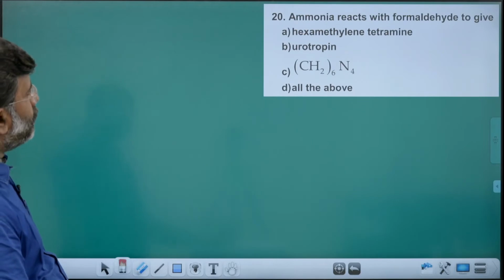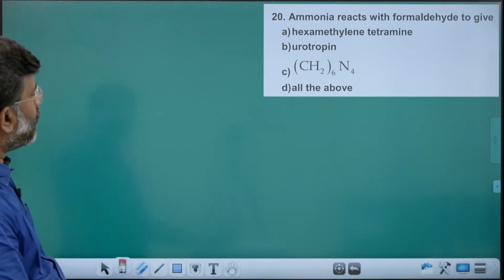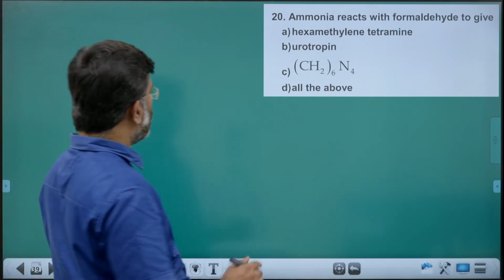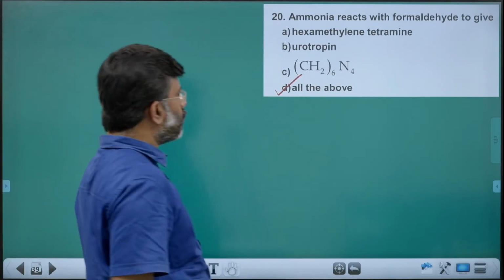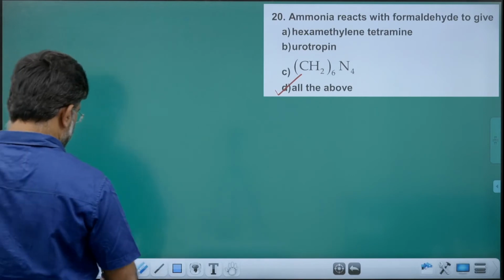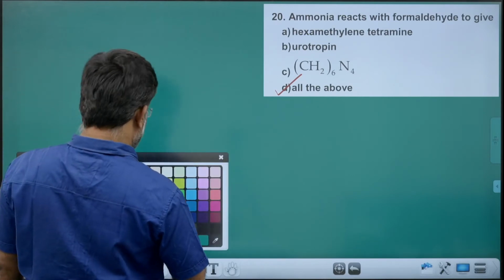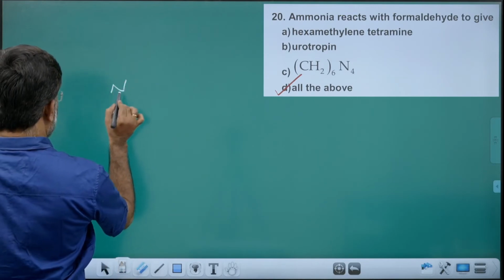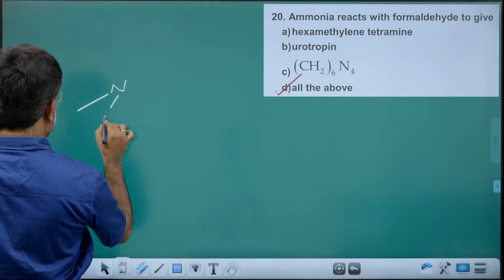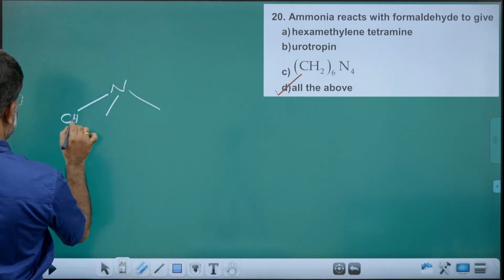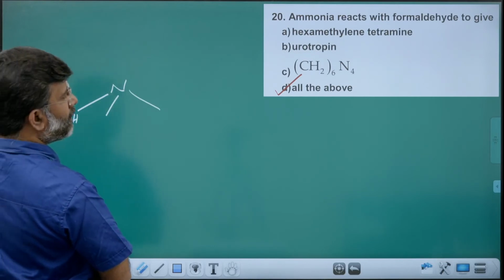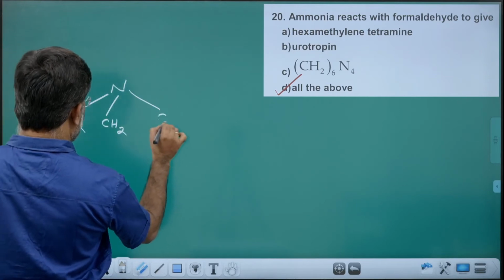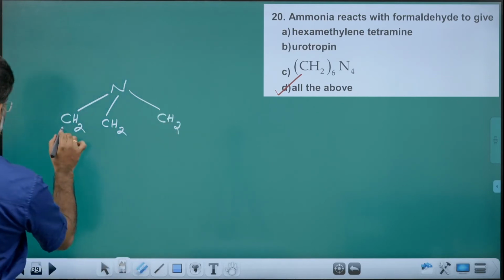Next, ammonia reacts with formaldehyde to give... all the above, you get urotropin. That is hexamethylene triamine. Not triamine, tetramine. Hexamethylene tetraamine.